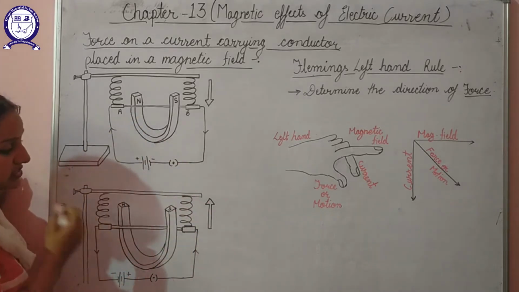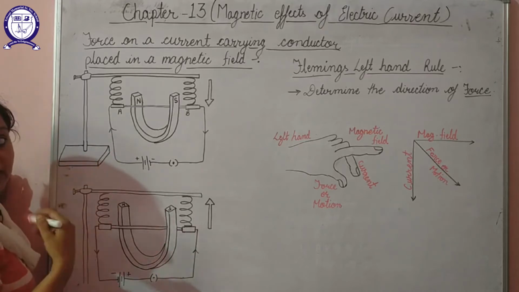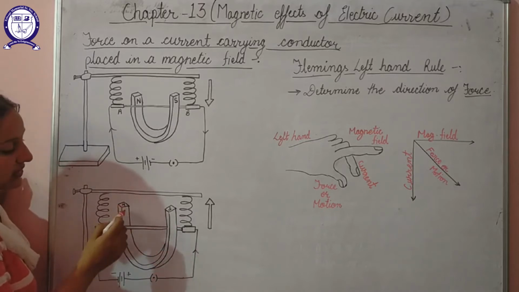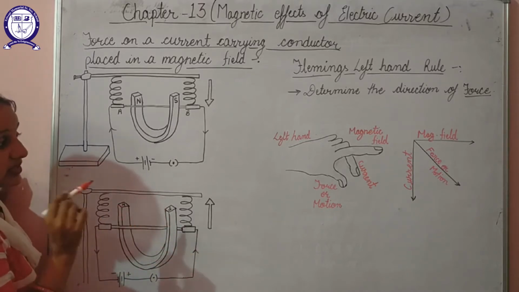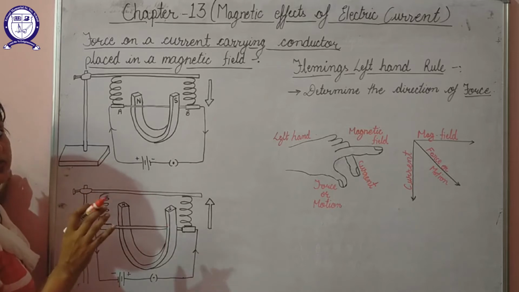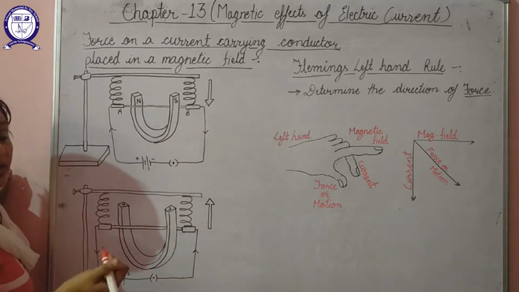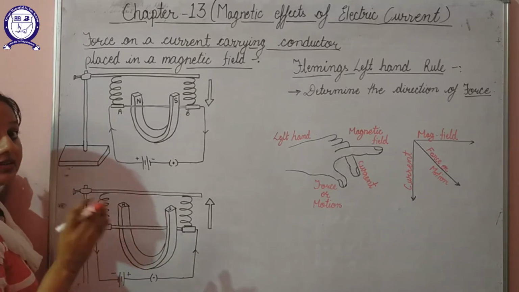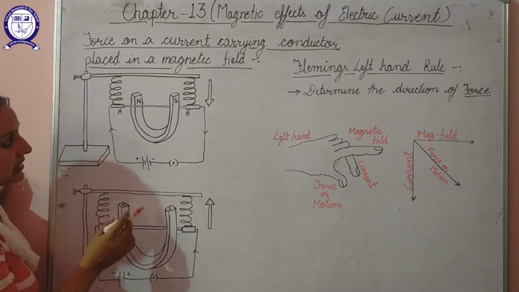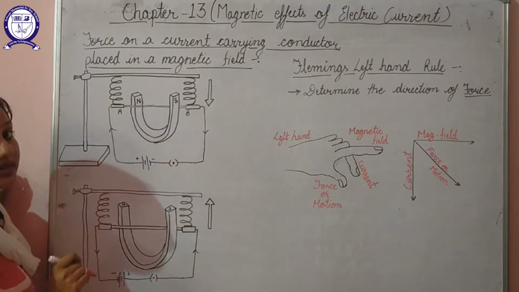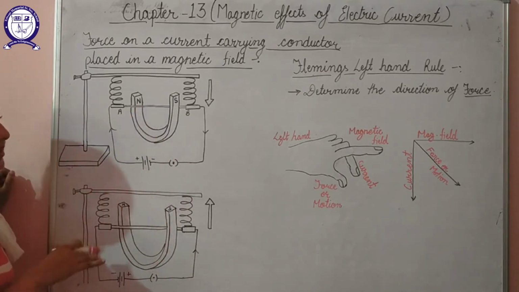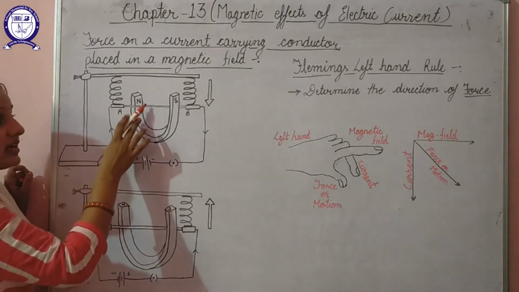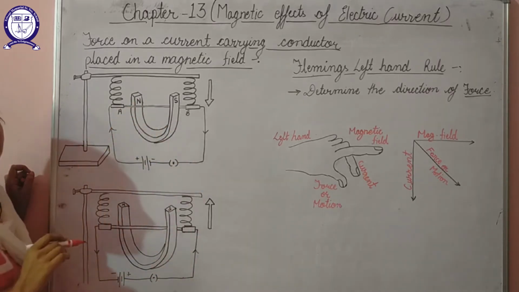So from both these observations we can conclude that whenever current flows through a conductor which is already placed in a magnetic field, there will be some displacement observed in that conductor, and we all know that displacement is there because of a force. So we can say that some force will act on a current carrying conductor when this conductor is placed in the magnetic field. Now we will determine what would be the direction of force acting on a current carrying conductor when it is placed in a magnetic field.